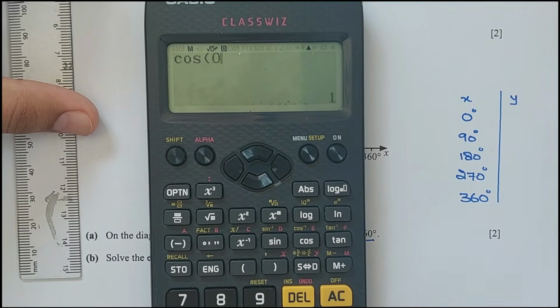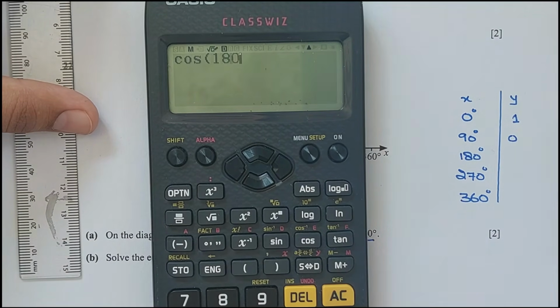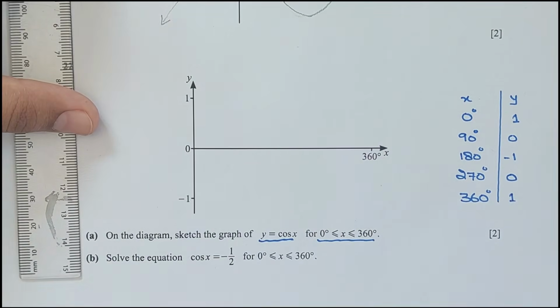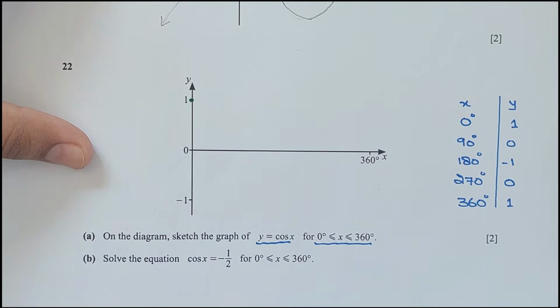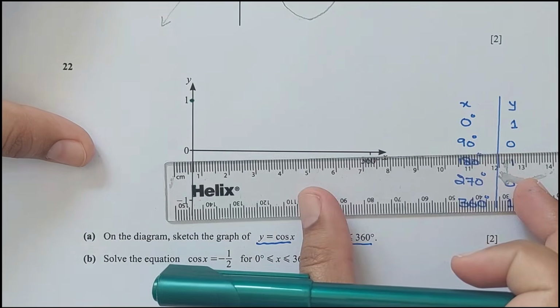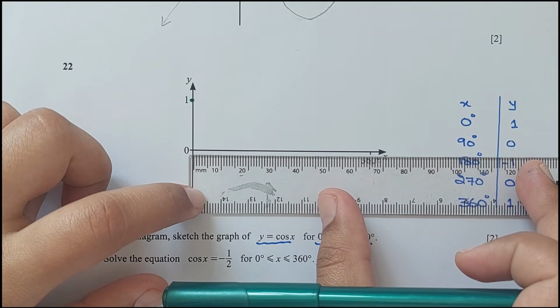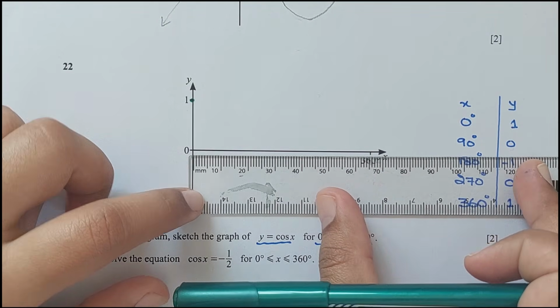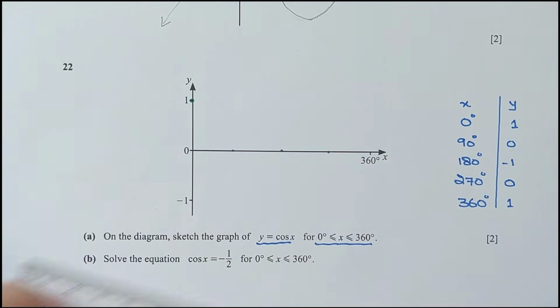Okay, so first we have cos 0, which is 1, cos 90 is 0, cos 180 is minus 1, cos 270 is 0, and cos 360 is 1. All right, now let me sketch this. So when we have 0, it's 1, right? For 90 it is 0, and 180, so let me divide this. If I can say this is 180 in the middle, this is 90 and this is 270, right?